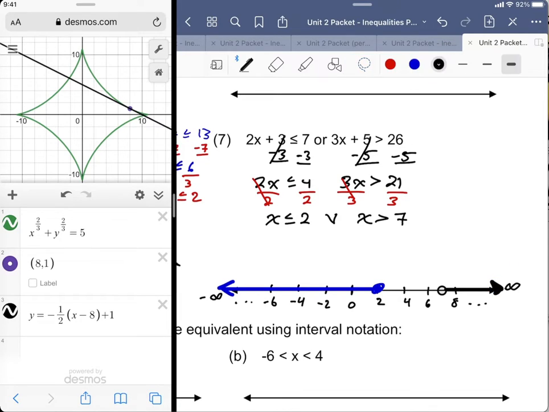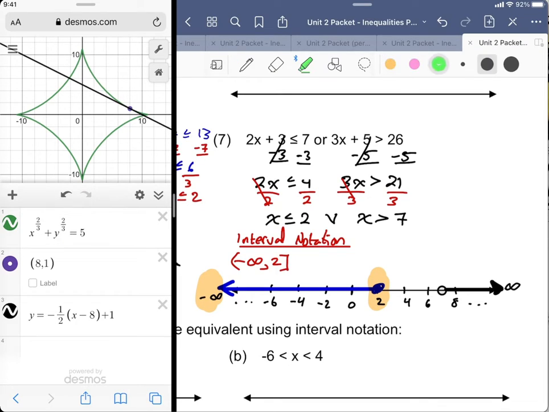If we needed an interval notation, we identify the start and the stop for each region. That's why I always put the infinities in. As lame as it might seem, I put the infinity in because that gives me a defined start. All right, so I'm starting at negative infinity. I'm going to the 2. Infinity always gets parentheses. The 2 gets a bracket, square bracket, because it's a closed circle.